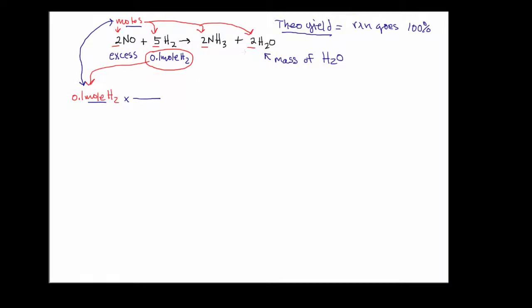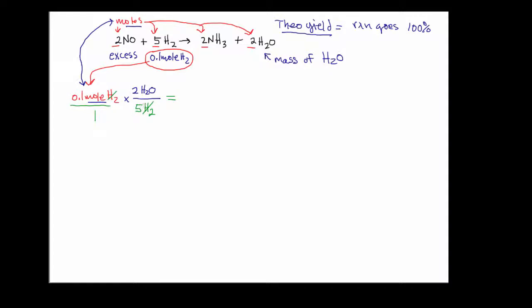And to do that, we need the ratio from the balanced equation. So we're going to solve for the water, and using the unit multiplier method, we put what we want to solve for in the top of the fraction, and in the bottom of the fraction, we put what we want to cancel out. So we're solving for the water, it should be in the top. We're canceling the H2, it should be in the bottom. And then we're going to multiply 0.1 times 2/5.